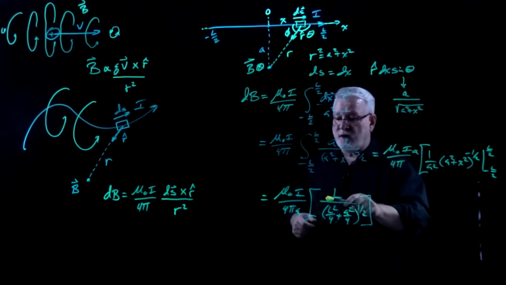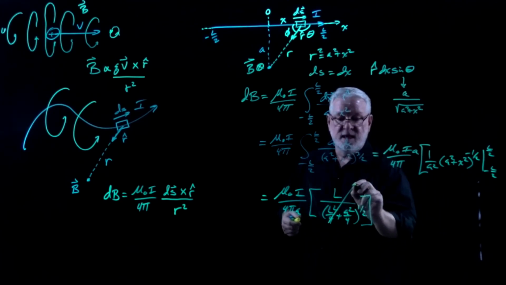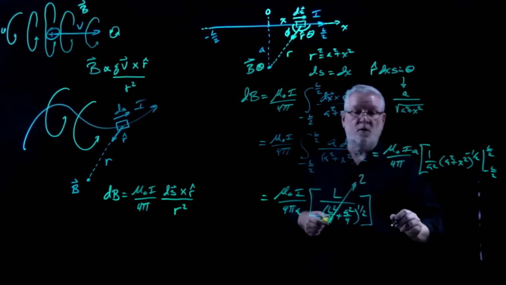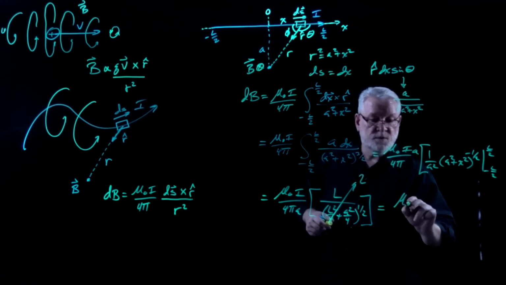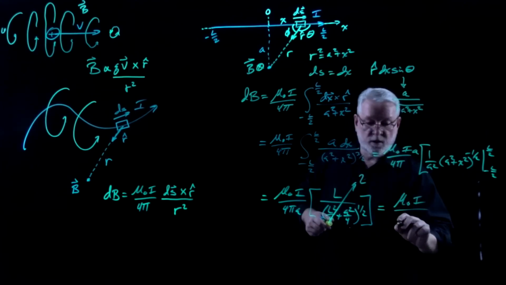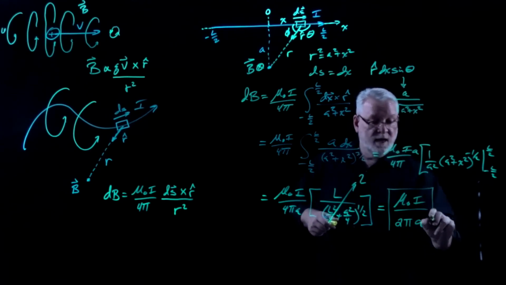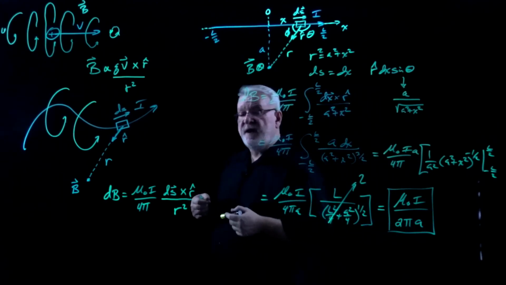I can pull a 4 out as a 2, so a coefficient of 2 basically exits. And as L goes to infinity, this entire quantity goes to 2. And that produces the final answer, which is mu naught I over 2 pi A. And this right here, that is the magnetic field from a very, very long wire.